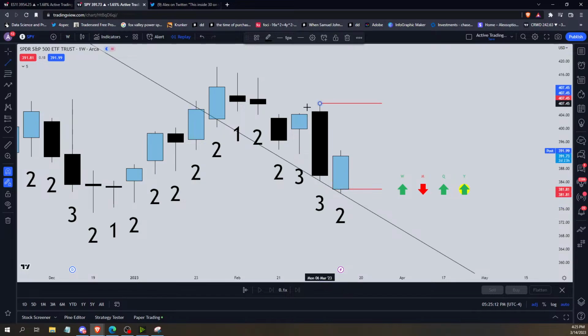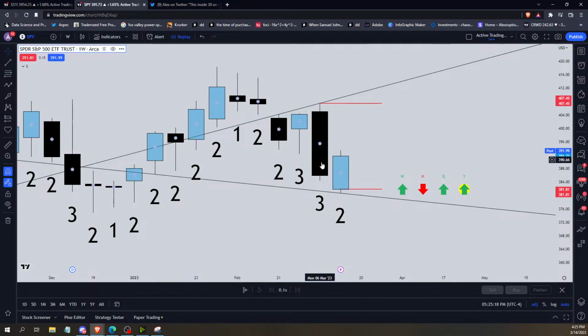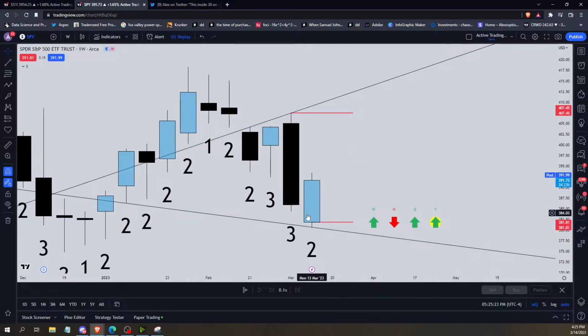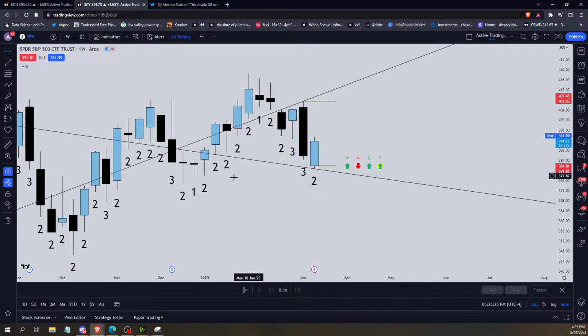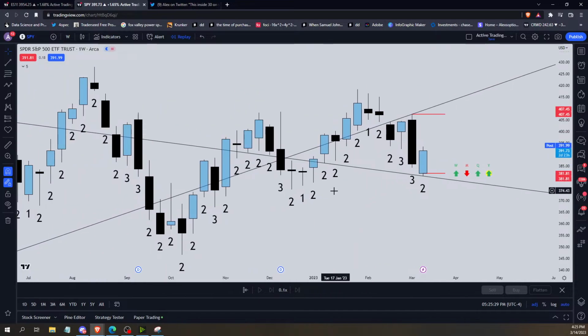So draw from here to here. Can you draw it all the way back here to include that? Sure. All that we need to know is we have taken out one side of the range and we're coming back through. Depending on how you draw it, obviously you can make the range look different, but we have to just identify the range we're trading in.